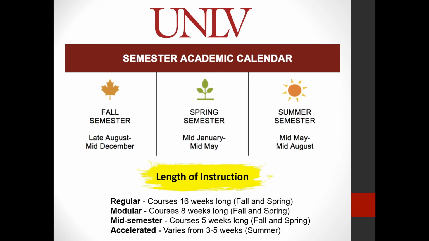There are different lengths of instruction. Most courses you will take will be the regular allotment of 16 weeks in the fall and spring semesters. Some courses will be considered modular courses, which run on average for 8 weeks. Mid-semester courses are usually online and are approximately 5 weeks long, while the summer semester encompasses 3 separate terms, which vary from 3 to 5 weeks in length. If you are considering a summer course, know that these are very condensed and require a good amount of time to commit to the course to do well.